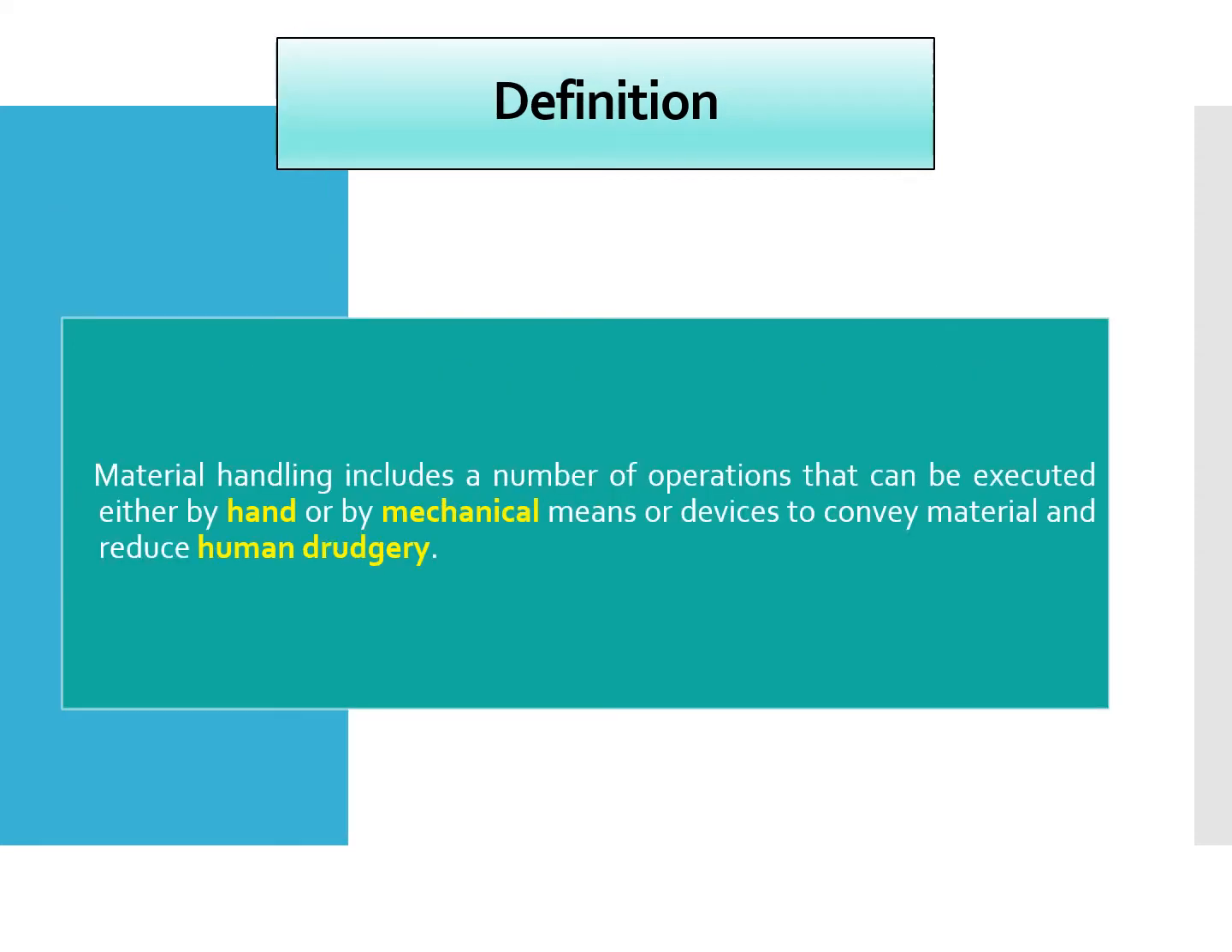Definition of material handling. Material handling includes a number of operations that can be executed either by hand or by mechanical means or devices to convey material and reduce human drudgery. Mechanical handling devices aim to lighten the work of human labor.